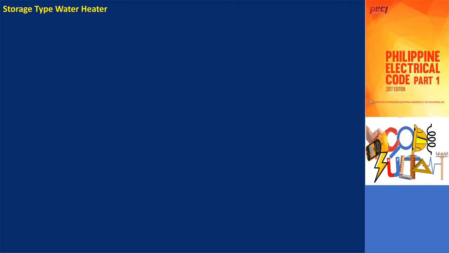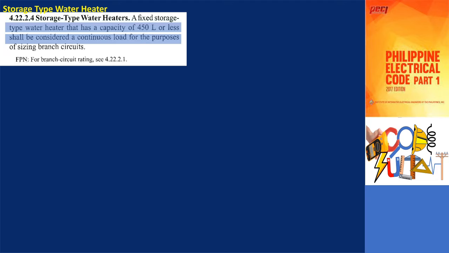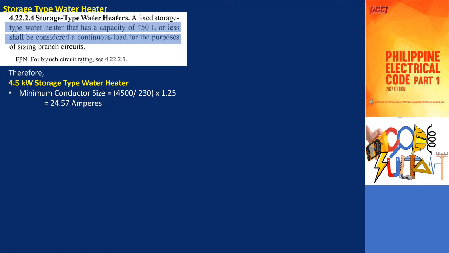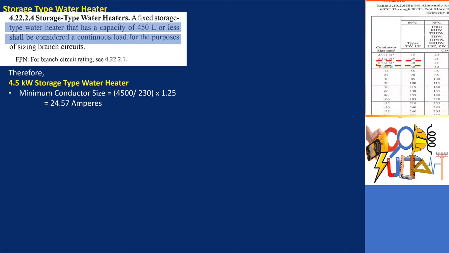Let's apply section 4.22.2.1 to our project, specifically for a 4.5 kilowatts storage type water heater. As per the section, if the capacity of the storage type water heater in our sample project is 450 liters or less, it is considered a continuous load as per section 4.22.2.4. Therefore, the minimum conductor ampacity must be calculated by dividing 4500 watts by 230 volts and then multiplying by 1.25 to account for the continuous load. This results in a minimum conductor ampacity of 24.57 amperes. According to Table 3.10.2.6b16, a suitable conductor size is 5.5 square millimeters.